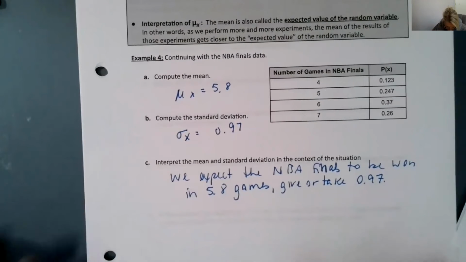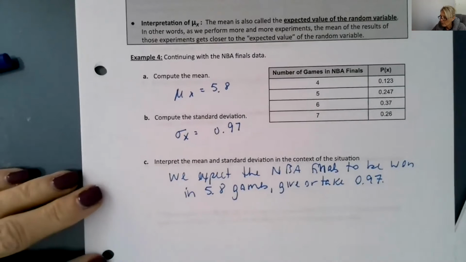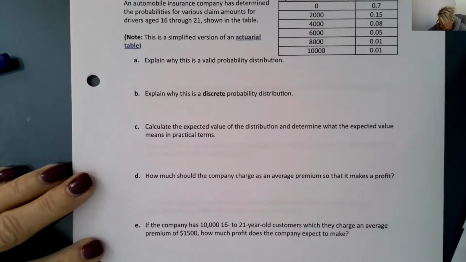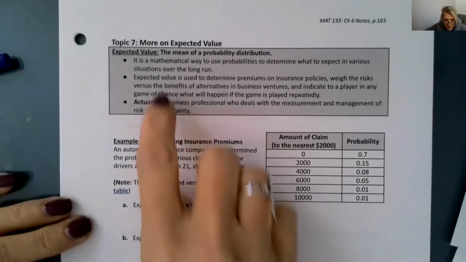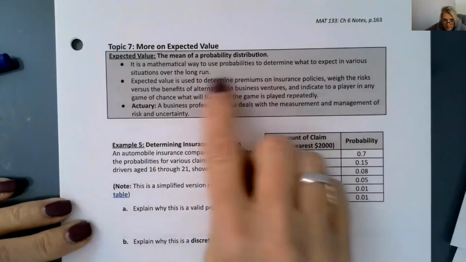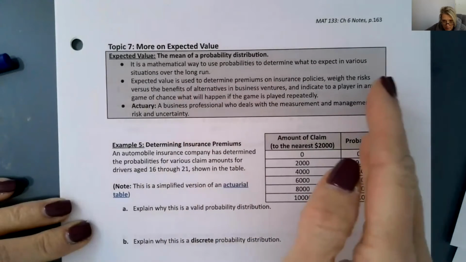Now, when we're talking about probability, let's say you have an investment business opportunity that you might want to invest in, and there are different possible outcomes, like it might be successful, not successful, or so-so successful. We want to find out what our overall expectation for profit is, and that will help you decide if a business is going to move forward on something or not. That is called the expected value or the expected outcome. It's a mathematical way to use probabilities to determine what to expect in various situations over the long run.